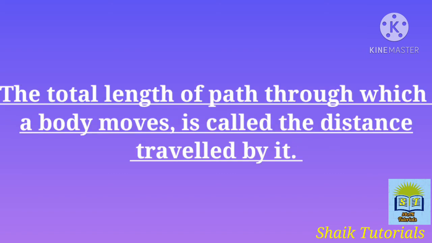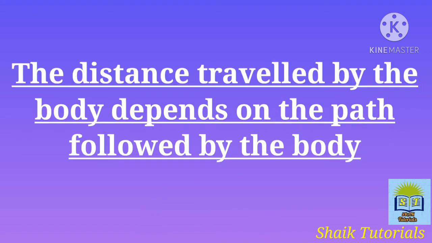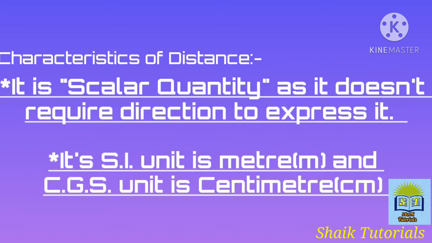First, distance. The total length of path through which a body moves is called the distance traveled by it. The total length of path means, for example, from point A to point B, the length of path may be x kilometer through which a body moves. The distance traveled by a body depends on the path followed by the body. Distance is a scalar quantity. Why is it a scalar quantity? Because we do not need direction here. The SI unit of distance is meter and CGS unit is centimeter.